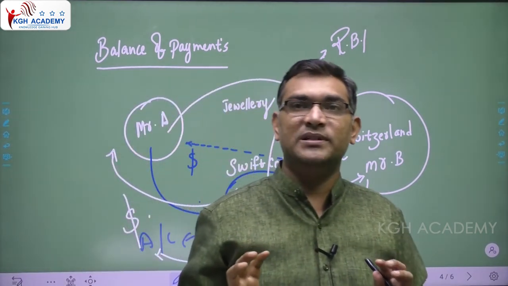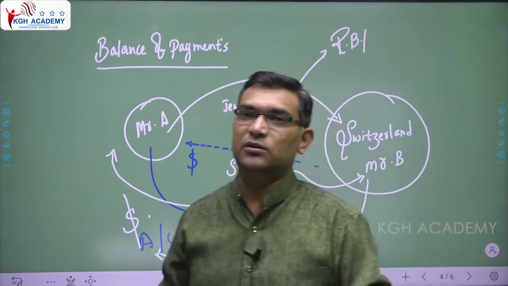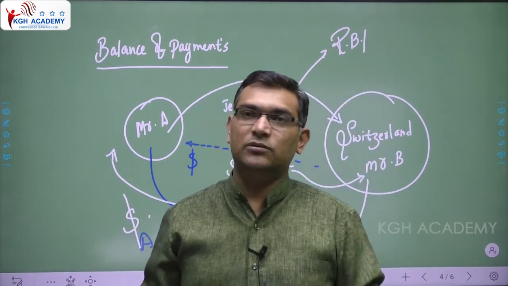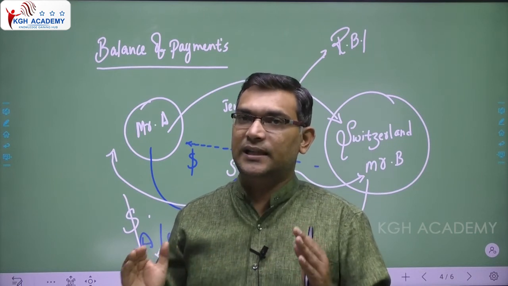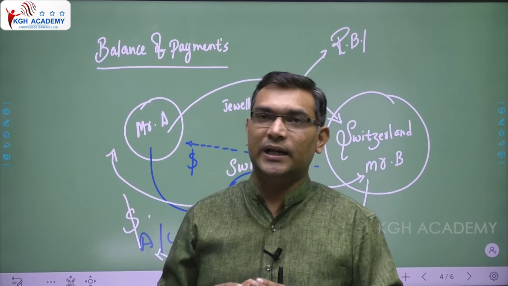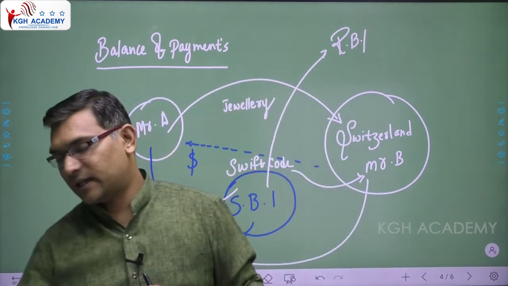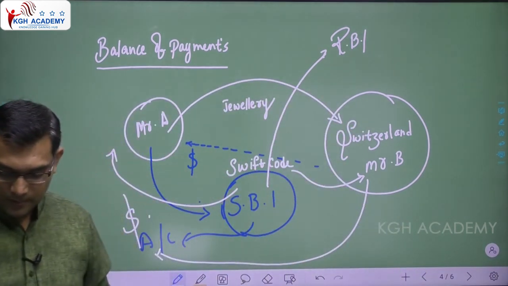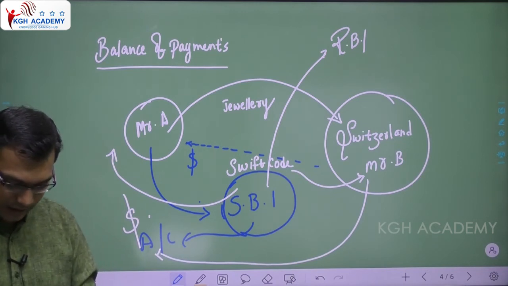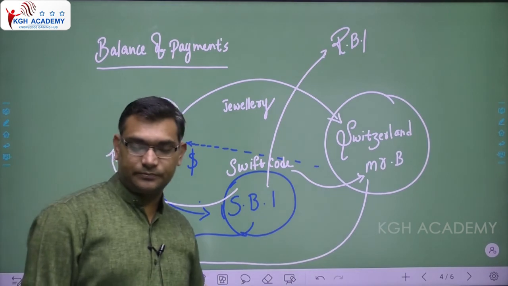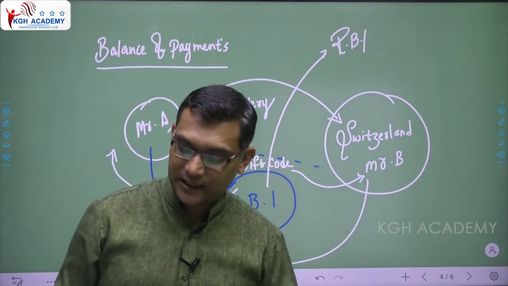Now, balance of payments has two accounts that I will explain now. One, the capital account, the other, the current account. Now, what is there in the capital account? What is there in the current account? That we have to see now. Clear? What is there in the capital and current account?